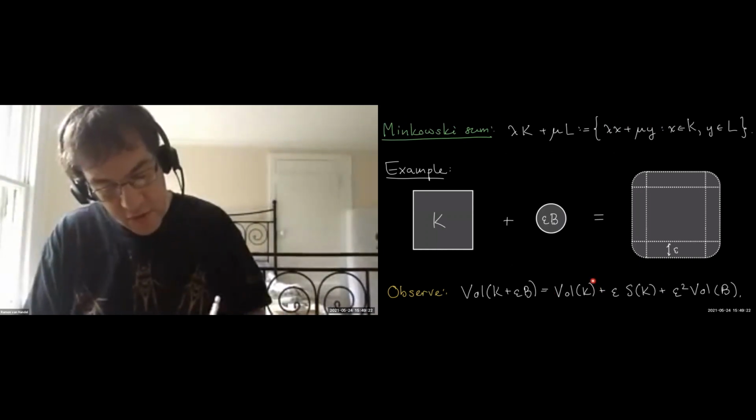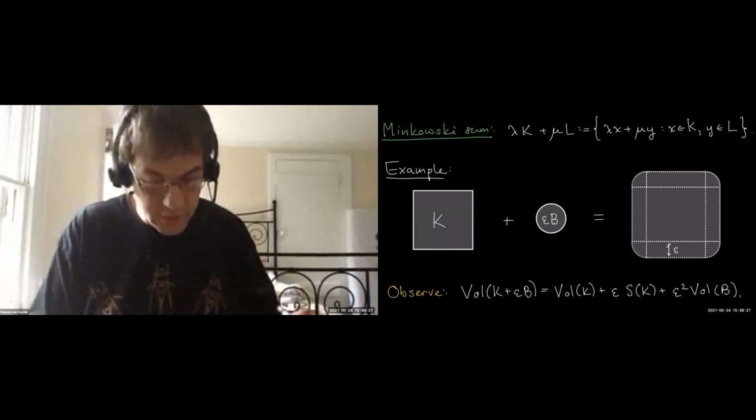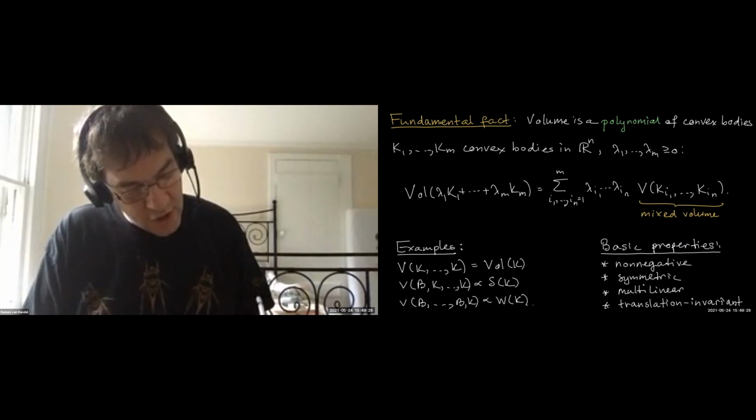So the volume is a mixed volume. The surface area is also a mixed volume, right? So these are very natural geometric parameters. And in any dimension, you have such a representation.